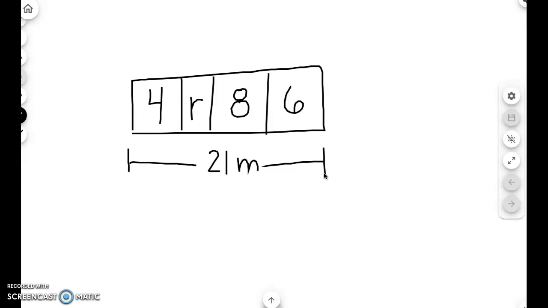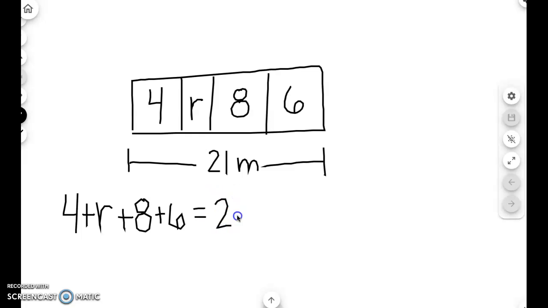I know that I need to add everything that's in my bar to equal 21. So all that's saying is 4 plus R plus 8 plus 6 is going to equal the 21 that's at the bottom. This is essentially what we're looking for. Now, we know that we can switch any of these numbers around in any order, as long as we have these 3 numbers and letters on one side of the equal sign, and then 21 on the other side of the equal sign.